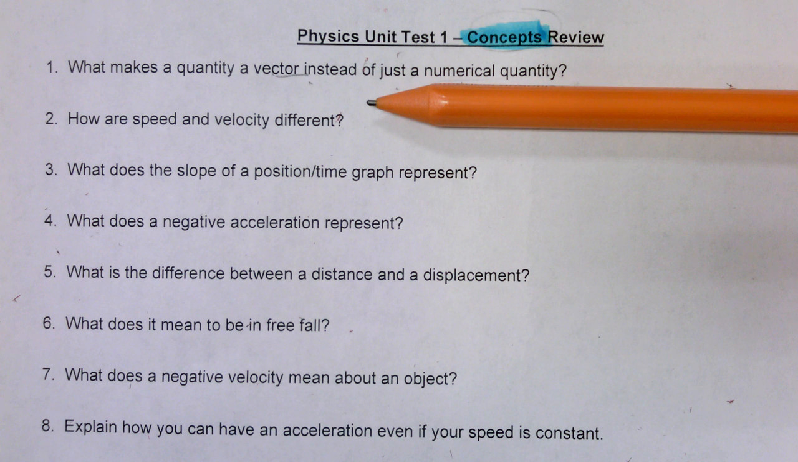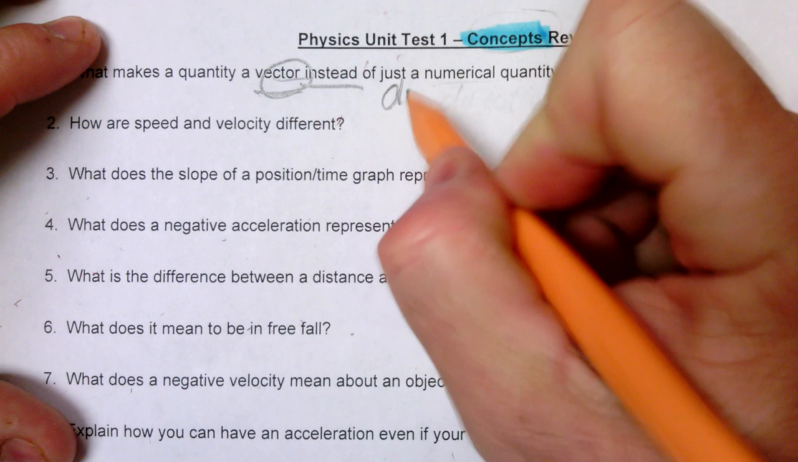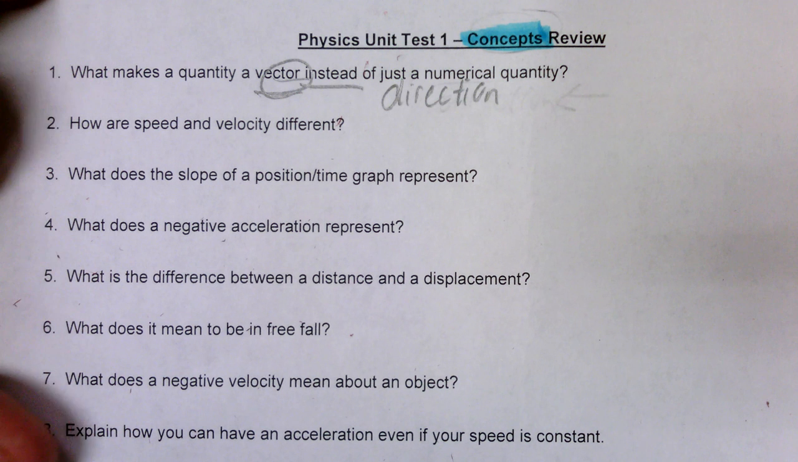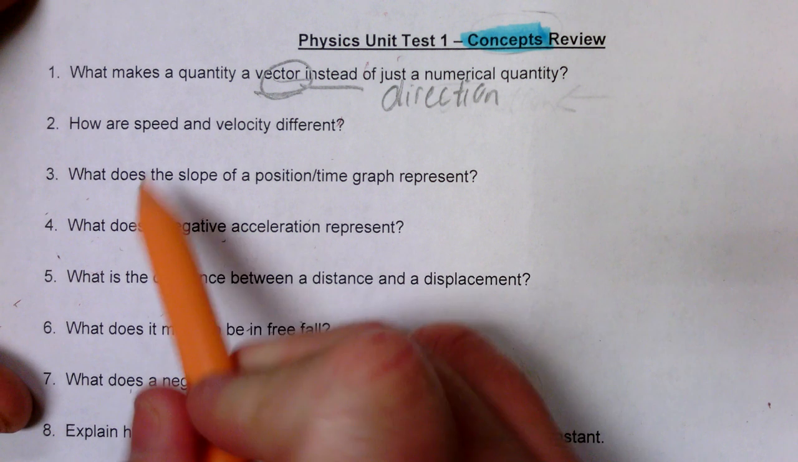First of all, what makes a quantity a vector instead of just a number? The big difference for us in physics in using vectors is that it has a directional component. Vectors are not just a how much, a how far, a how fast. It's also whatever direction the quantity is going or being applied or moving. And vectors we are going to continue to use all throughout physics. So it's a very important concept for what we're going to be doing this year.